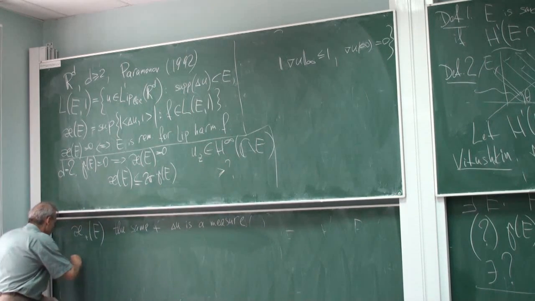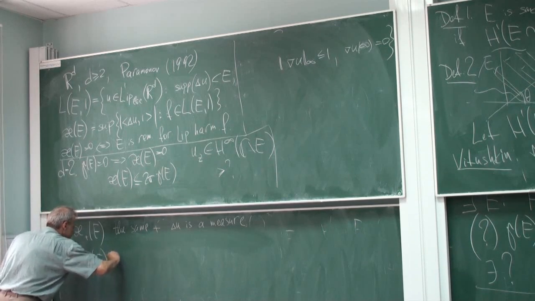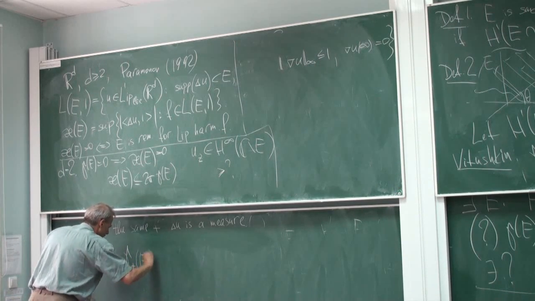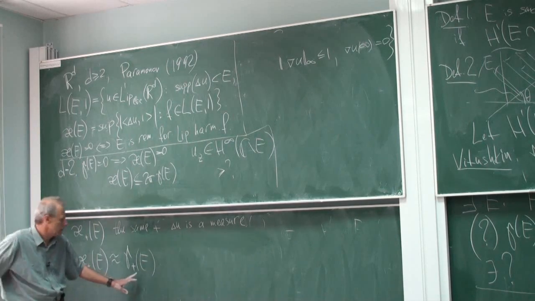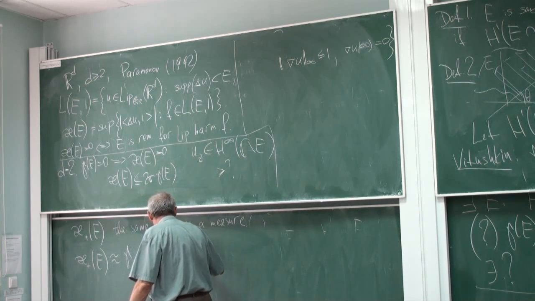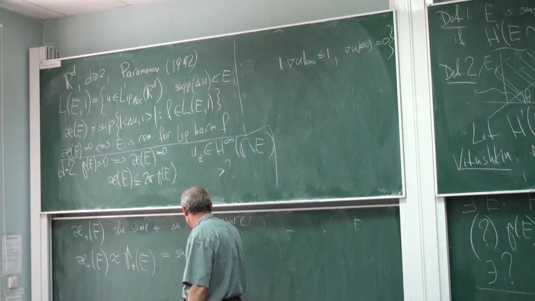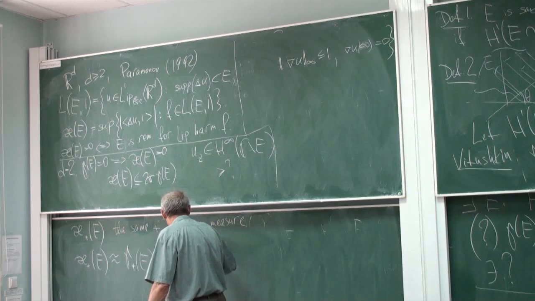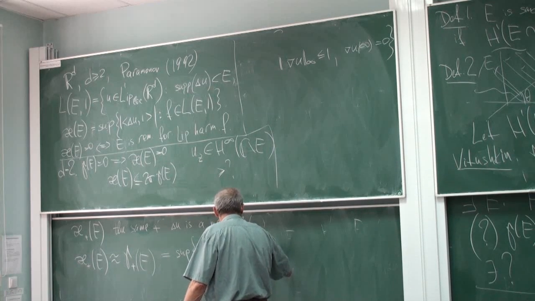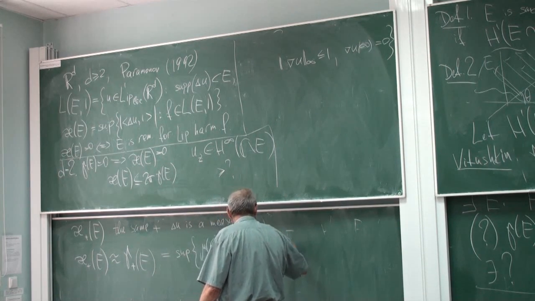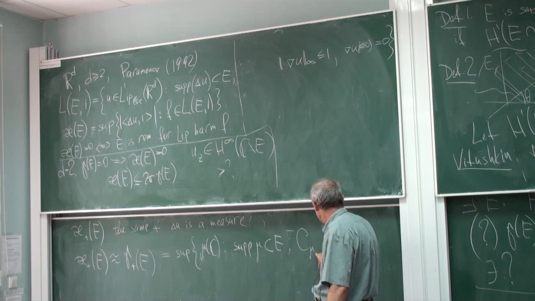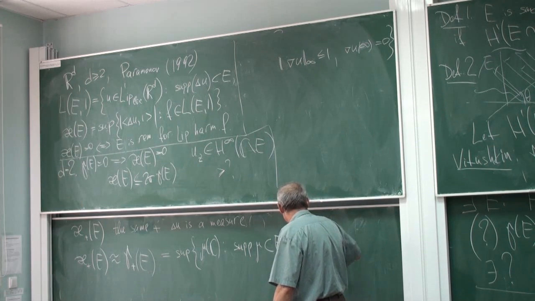Kappa plus of E is a direct analog of gamma plus of E. Maybe I should remind what that means. Gamma plus is the supremum taken over all measures mu supported on E, such that the Cauchy transform of this measure, C mu, is bounded.